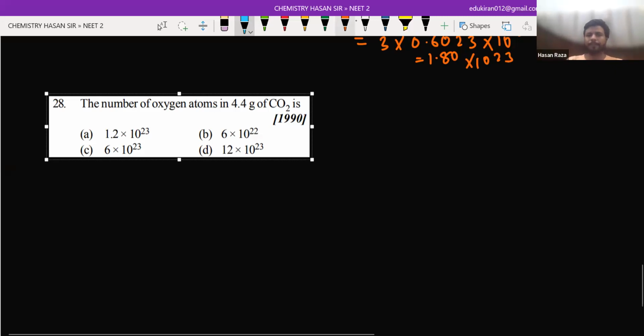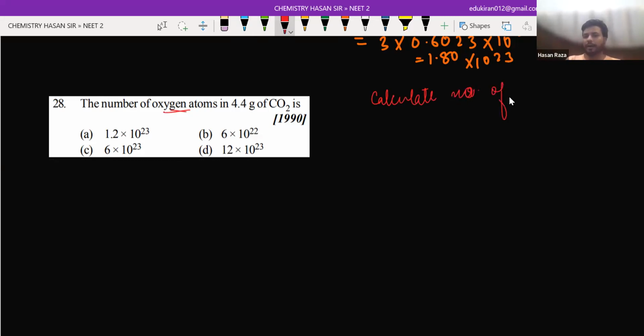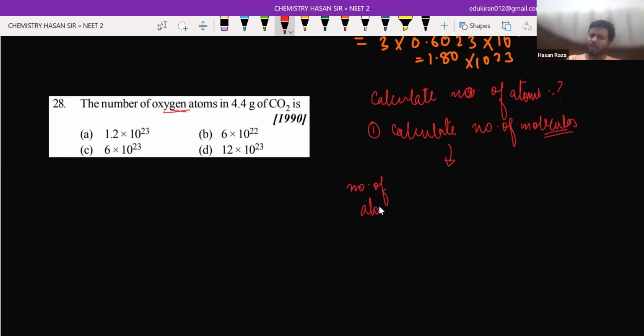Very good. Now see how we calculate it. It's very simple. We need to calculate the number of oxygen atoms. Whenever you calculate, keep this point in mind and also write it. Whenever you need to calculate the number of atoms, first you are going to calculate the number of molecules. And then after getting the number of molecules, you are going to calculate the number of atoms of a particular or all atoms.